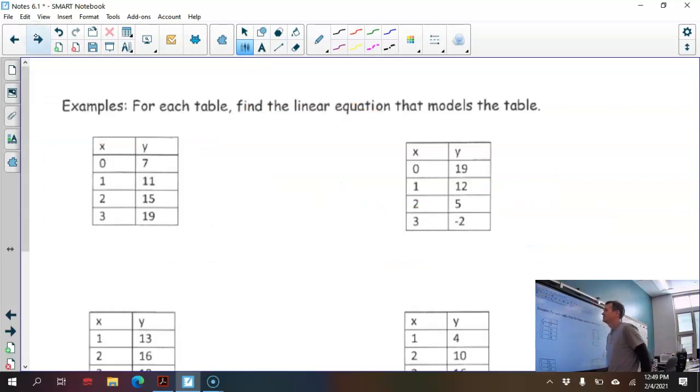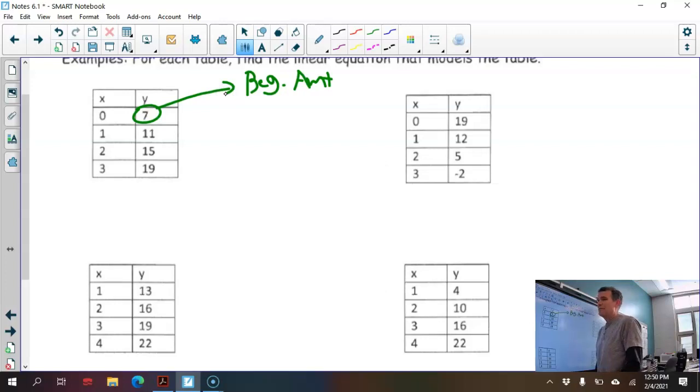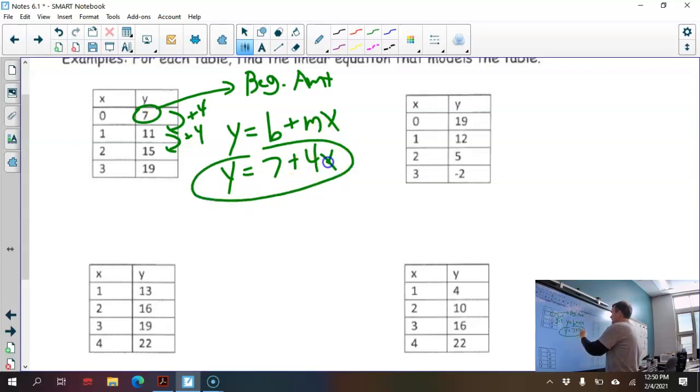Okay, so we're going to try some. For each example, we want to find the linear equation. So where do we find these things? Well, we need to find two things, right? What's the beginning amount? The beginning amount in this table is right here. It's the y value when x equals 0. And how much is it going up each time? Obviously it's going up by 4 each time. So I would substitute the beginning amount in for b, and I would substitute how much it's going up each time in for m, and this is the equation that represents that table.